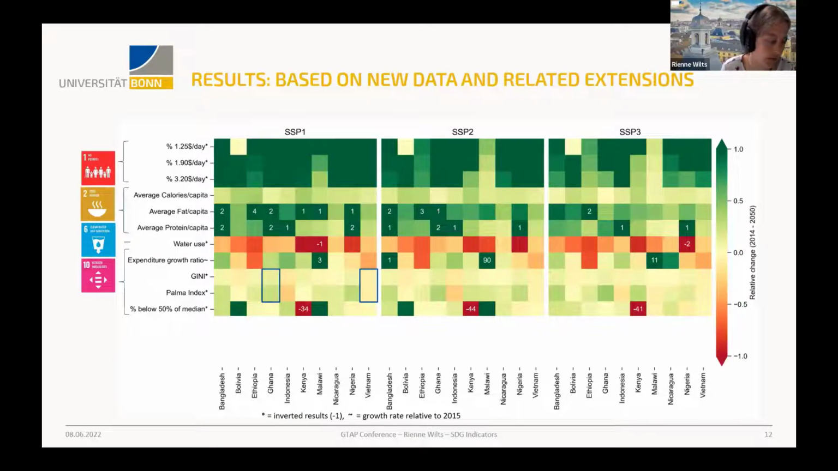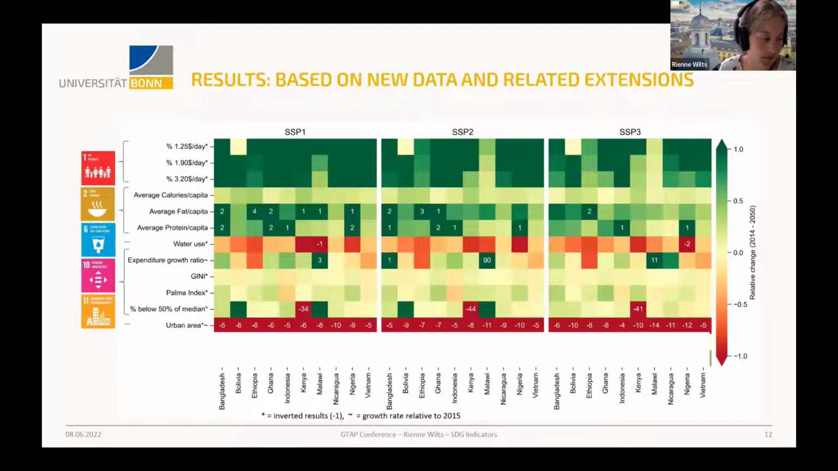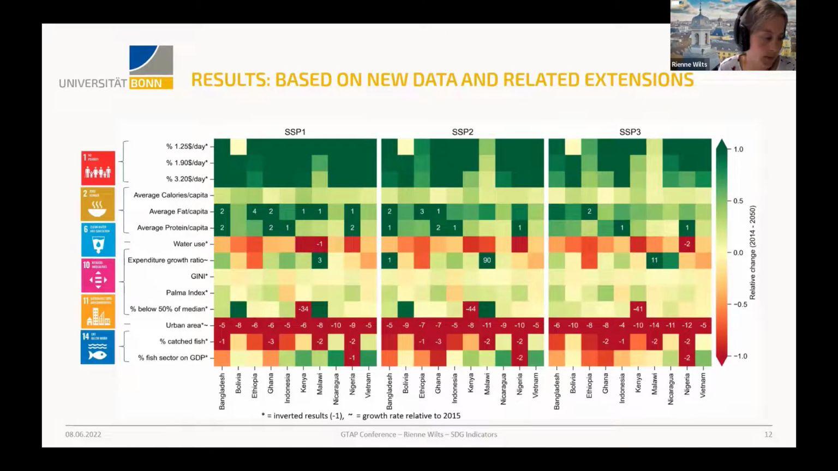I have here 2 examples. Sorry, the first one should be Ethiopia. So we see in Ethiopia that the Gini index and the Palmer index improve, while in Vietnam there's a slight reduction in the Gini and Palmer index. The urban area increases in all countries and all SSPs. And finally, the share of caught fish on total fish increases over time. And also the share of the fish sector on GDP increases.